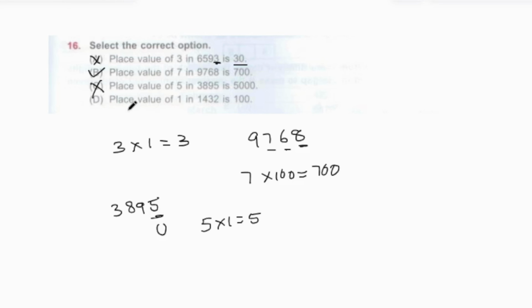Let's go to option D. Place value of 1 in 1432 is 100. So in 1432, you have units, tens, hundreds and thousands. So this is actually 1 multiplied by 1000, which gives us 1000 and not 100. So option D is also incorrect. The correct option is option B.